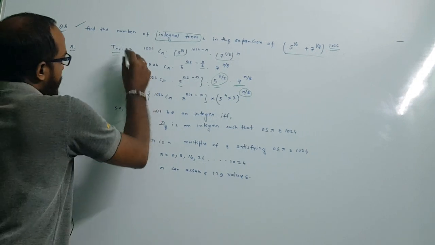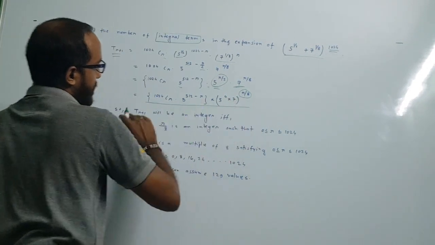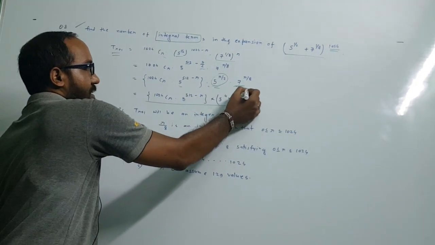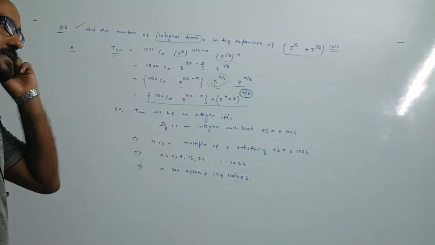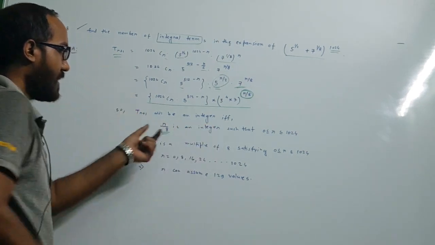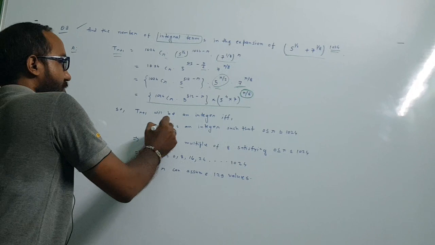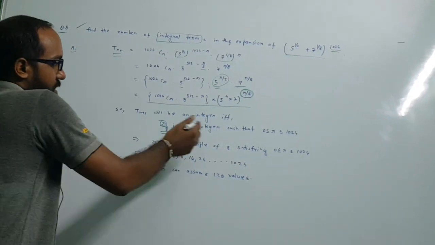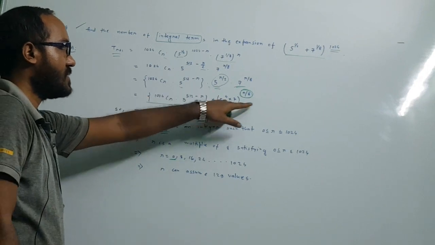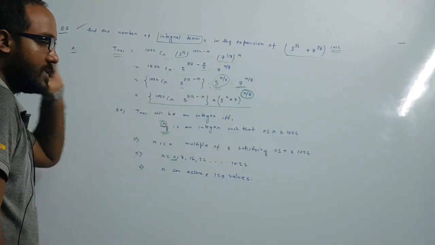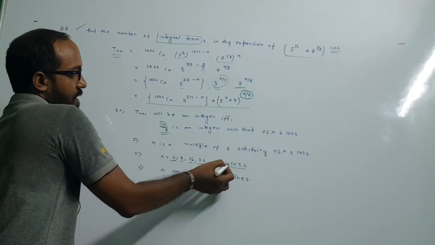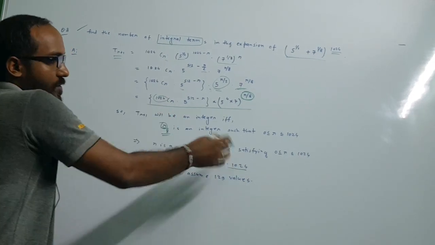In order to make this whole thing integral, that means this r by 8 term should be an integer. So in order to make r by 8 an integer, r should be a multiple of 8. The term can be 0 also, right? If it is 0, then also it would be an integer. So start from 0, 8, 16, 24 and up to 1024.